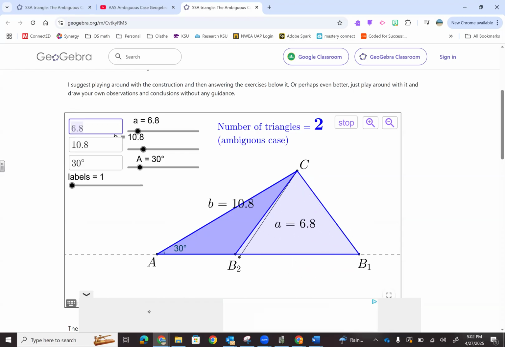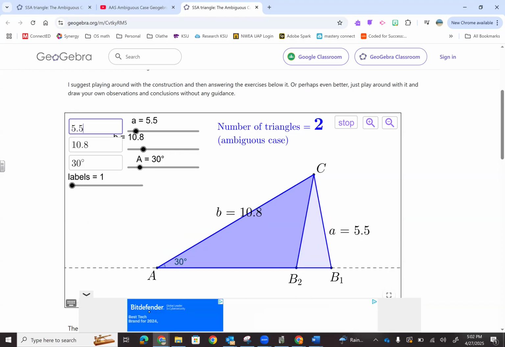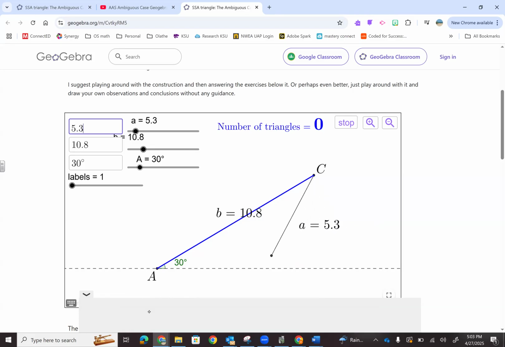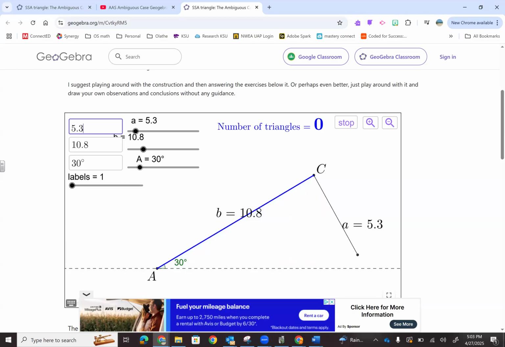You type in like 5.5. 5.4 looks like just the shortest length it can be, where it's long enough to connect. If I did 5.3, it would be too short. It wouldn't connect. Okay. So there is a happy medium where that next side has to be just long enough so you can form a triangle.